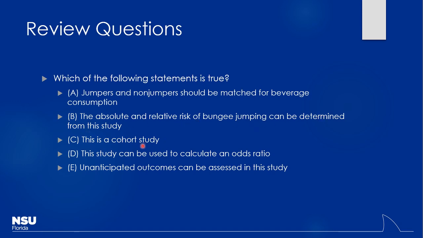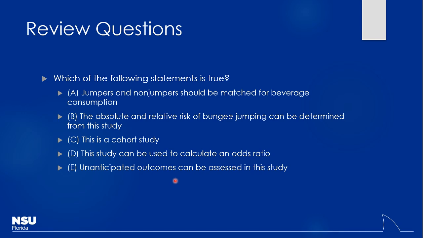This is a cohort study. The study can be used to calculate an odds ratio, or unanticipated outcomes can be assessed in this study. What do you think? Question, how are we organizing these teenagers? We're divvying them up based off of a risk factor or off of the outcome? The outcome, okay? So this is a case control study.